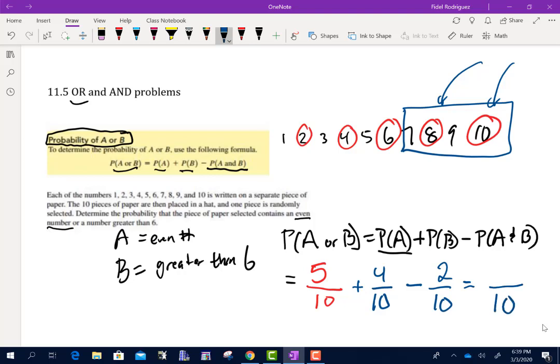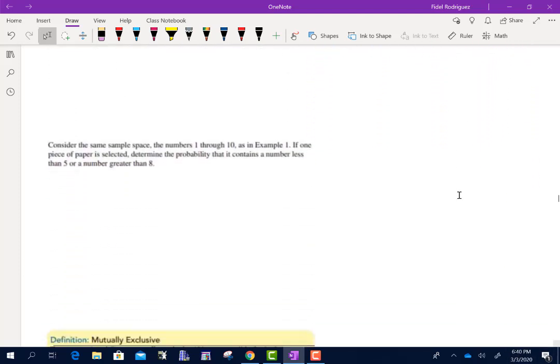So let's see, 5 plus 4 is 9. 9 minus 2 is 7. Okay? So guys, we have to subtract the probability of both because if you notice, we counted the numbers 8 and 10 twice, right?